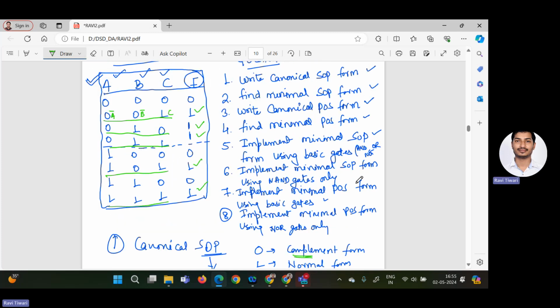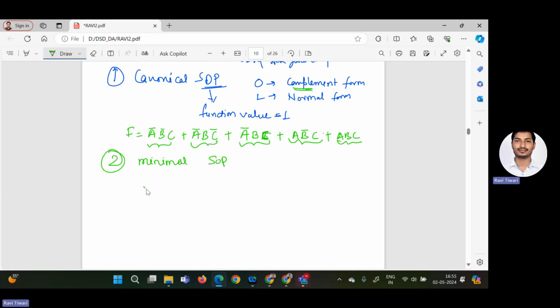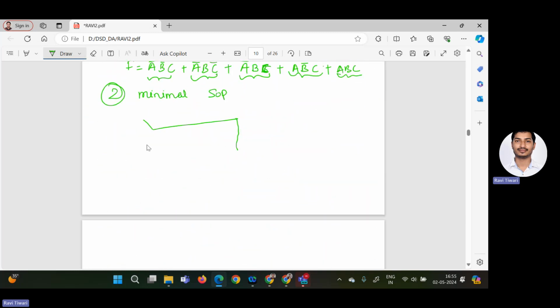It says find out the minimal SOP form. Here I will use the K map to find out the minimal SOP. So I am drawing the K map. How many variable K map is required? As we have three inputs A, B, C, we have to draw a 3 variable K map like this. This side you consider A, this side you consider B, C. These can be 00, 01, 11, 10. It follows the gray code. That's why its values are like this.